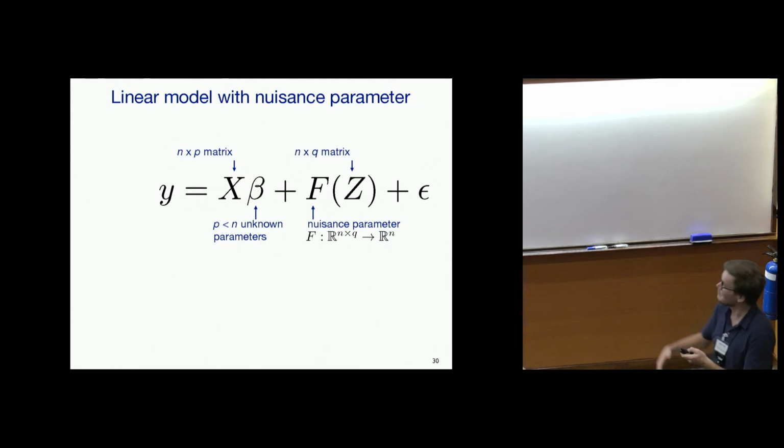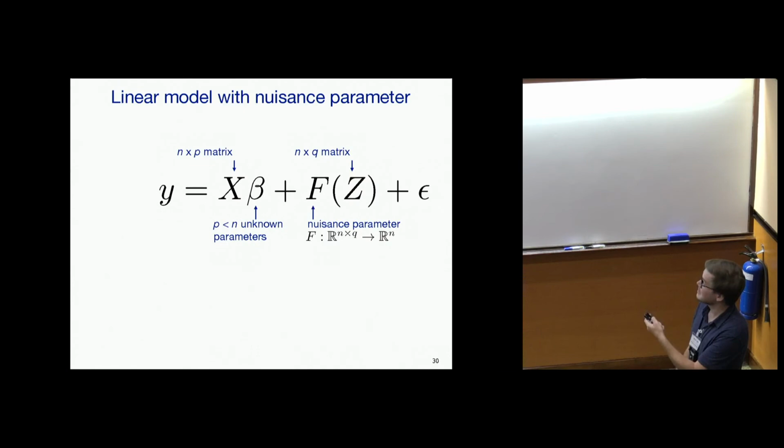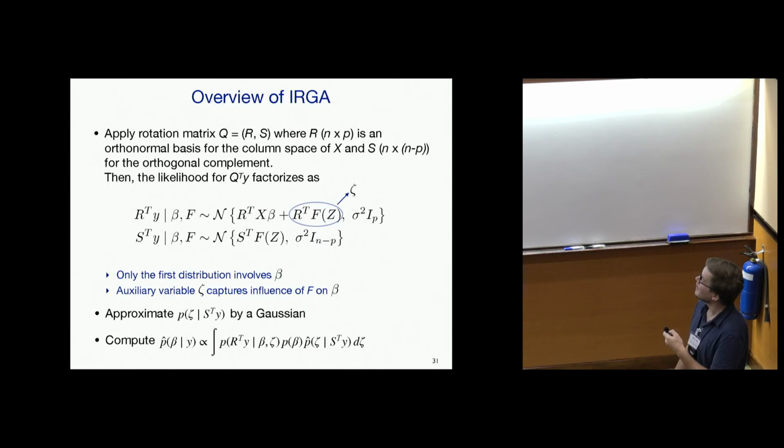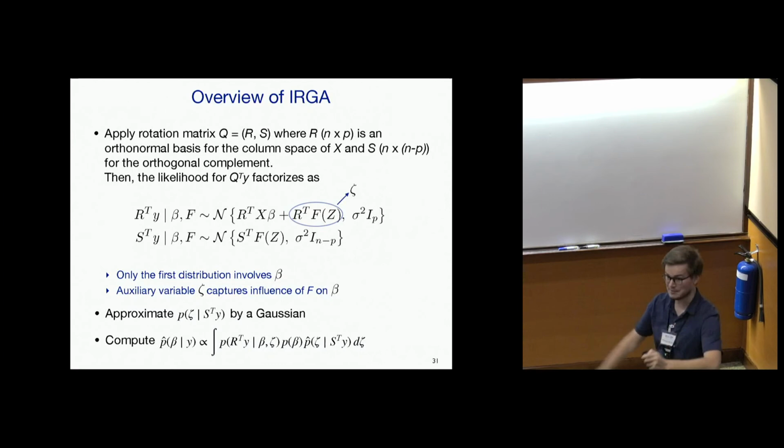But that was just the linear model, and more generally we can do a non-linear model. Basically the same thing holds. We can do this rotation with a rotation matrix Q, where before we had just the first column zeroing it all out. Now R just needs to be an orthonormal basis for the column space of X. It's the same thing as before, just a little bit higher dimensional. If R spans the column space of X, and Q is a proper rotation matrix, then S must be orthogonal to X. That means S transpose times X is zero, so the term involving X and beta drops out.